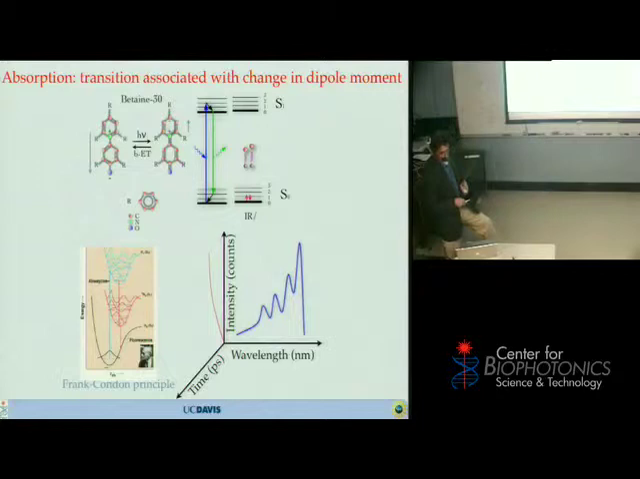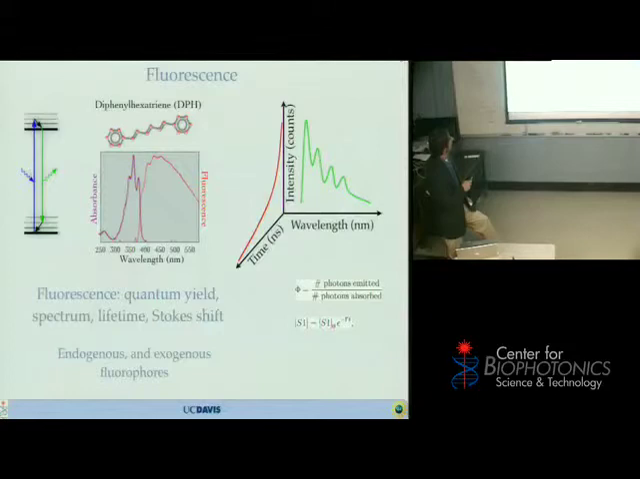Okay, the fluorescence process. Let's take another molecule, because the previous molecule is not fluorescent at all, so all the energy accumulated by absorption is dissipated as heat in the molecule. But this molecule is pretty fluorescent. Once absorption is measured, you can record the fluorescence spectrum afterwards. This is the fluorescence photon here.